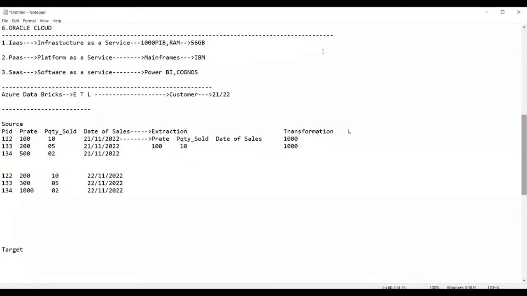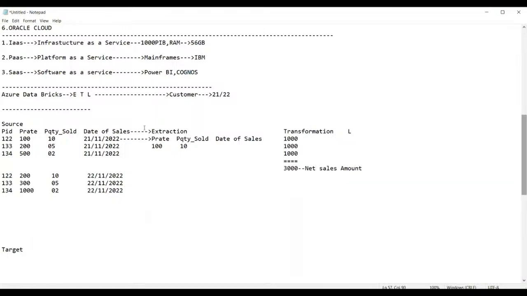Yes. Now, guys, see here. We were discussing the calculations. 100 into 10 is 1000. 200 into 5 is 1000. 500 into 2 is 1000. Now calculate the sum here. The sum of these three is 3000. So I can say that 3000 is the net sales amount. Am I right, guys?